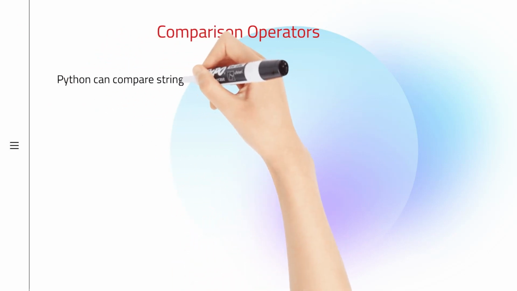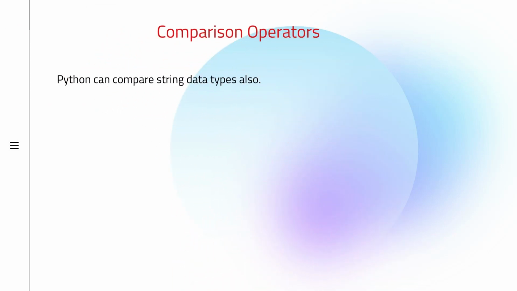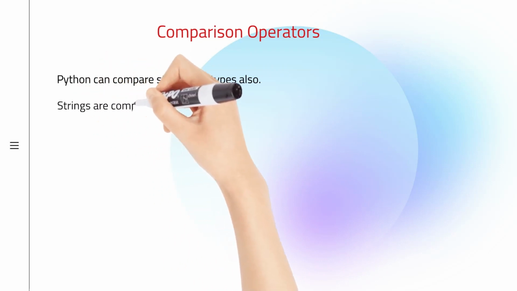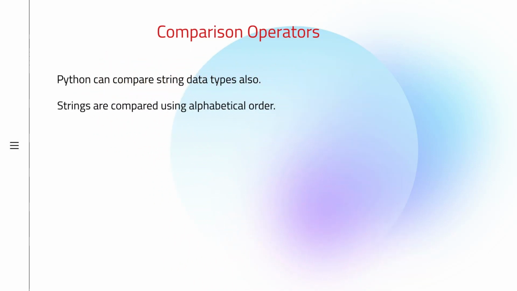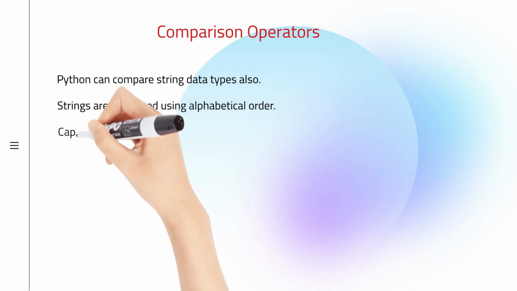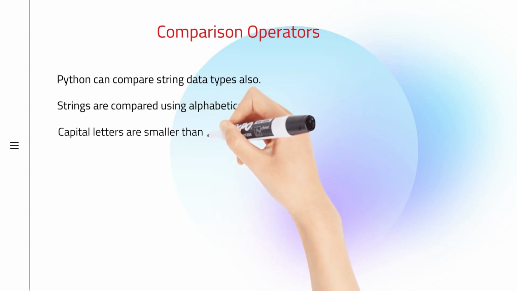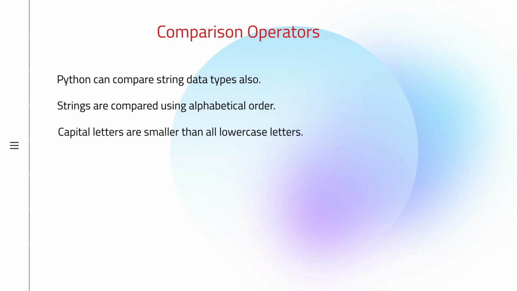Python can compare values of most other data types too. Strings are compared using alphabetical order, where all capital letters come before lowercase letters. That means capital letters are smaller than all lowercase letters. Let's check some examples of comparison operators and their output.